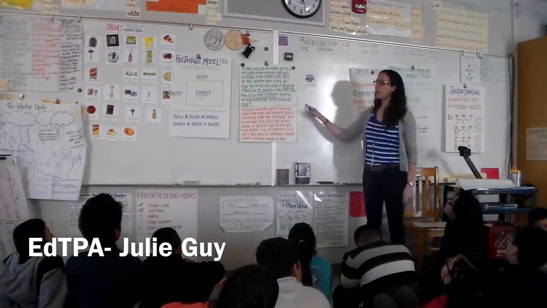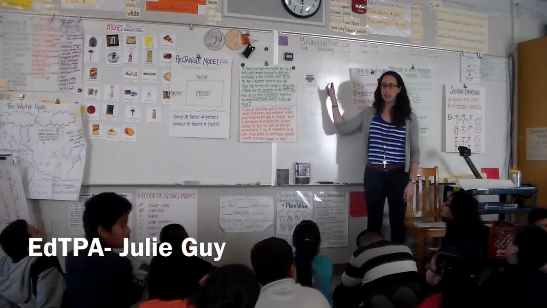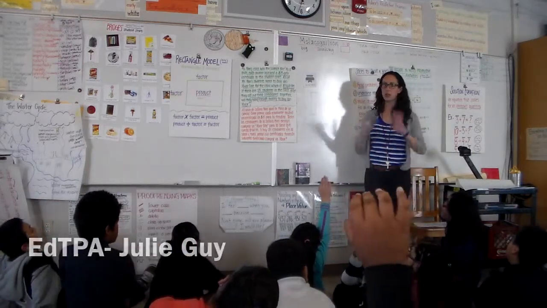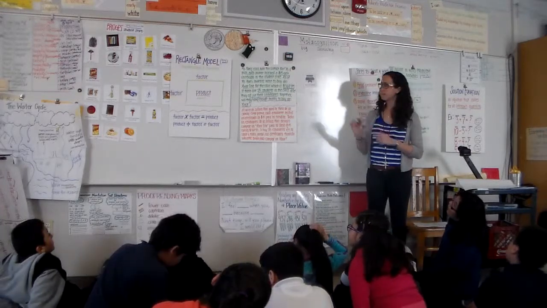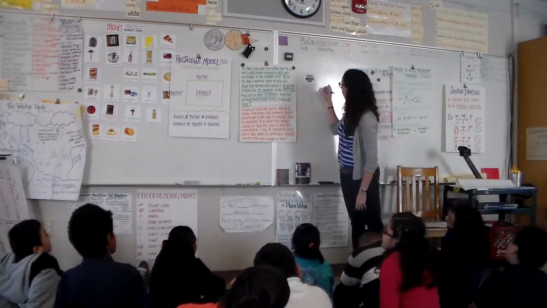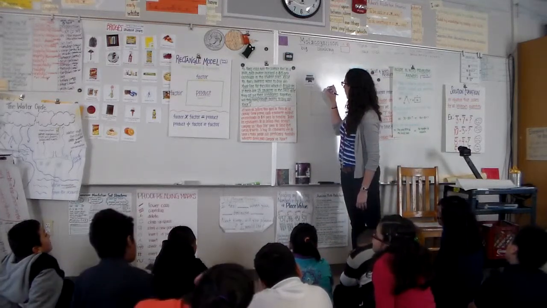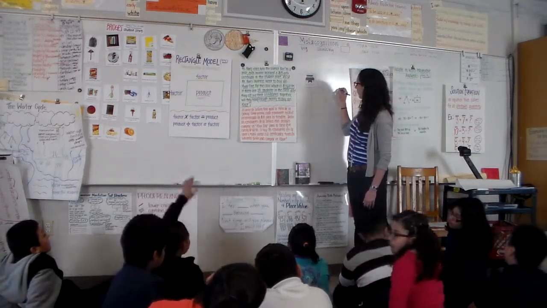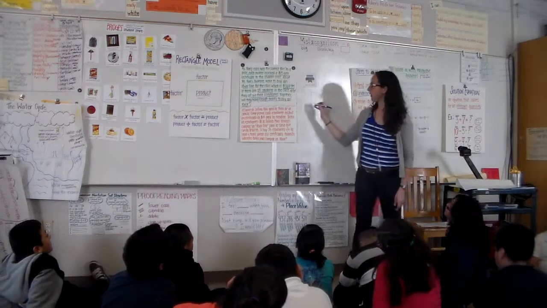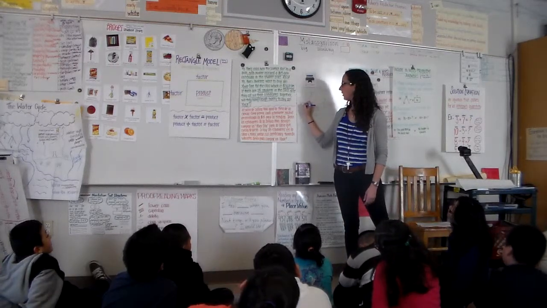Okay, so what are going to be the two things that we multiply together to find out how much money the students have? Falcon, what do you think? 25 what? Students. Okay, 25 students. And Diana, what's the other thing? $15. Do you guys agree with that?